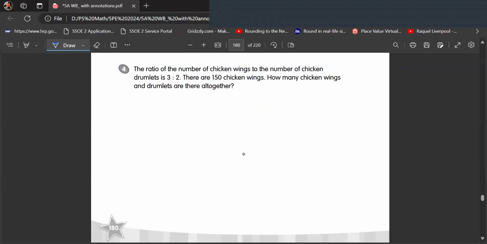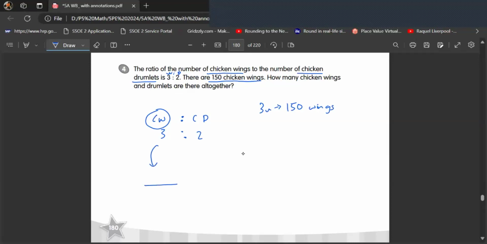Okay, so here the chicken wings one. I'm recording here, so don't worry. So we have the chicken wings and the chicken drumlets. Chicken wings to drumlets is 3:2. Then there are 150 wings. So 3 units is 150 wings. That's how the wings become.